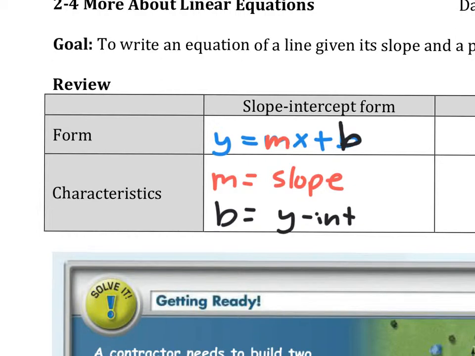So those are the characteristics. And this is probably the most common way to graph a linear equation. The most common. It's also the most common form of how we write it.